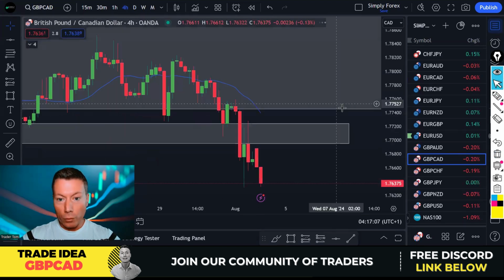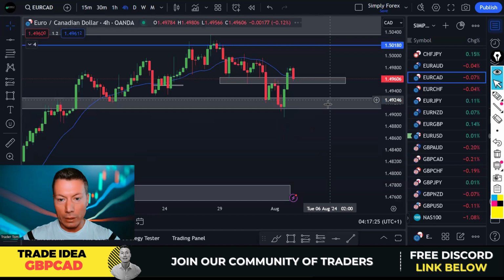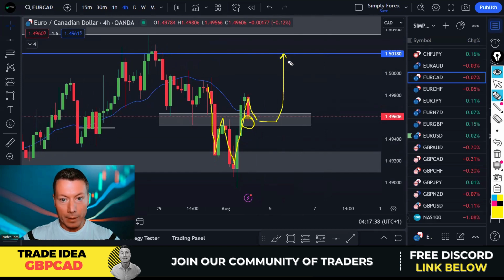If we drop to the H4, I do need a retrace. So I want to see price come back up to this gray zone, right? This resistance level, moving average 20 comes down. This will be a very nice area to sell. If we go back to euro Canadian dollar, on the H4, I think we have a nice buying opportunity now, right? So if we follow H4 structure, we've had a break, retest. I think this could be a good area for buys.